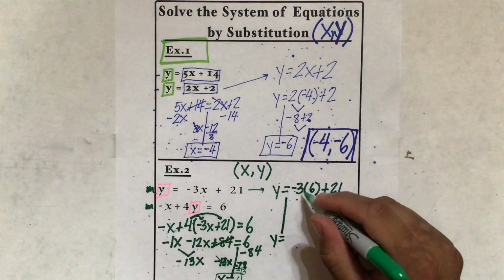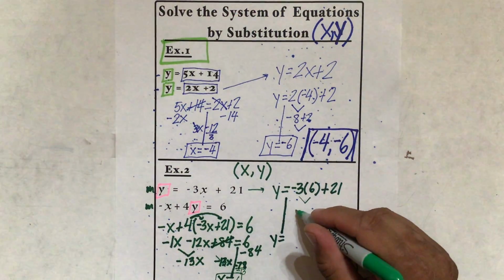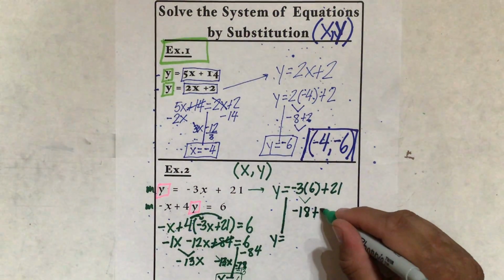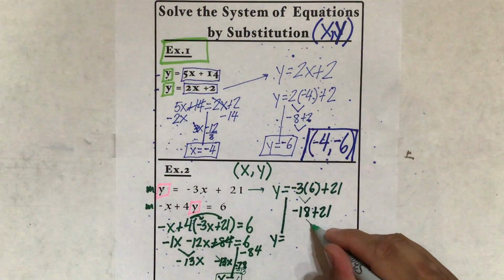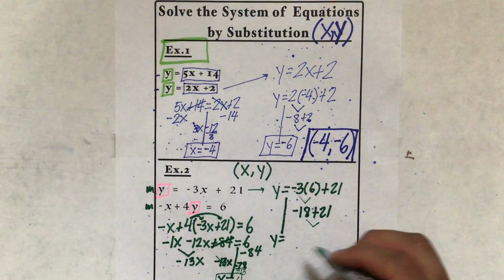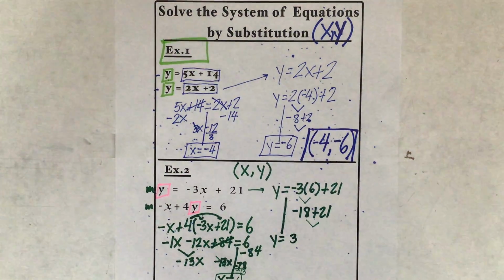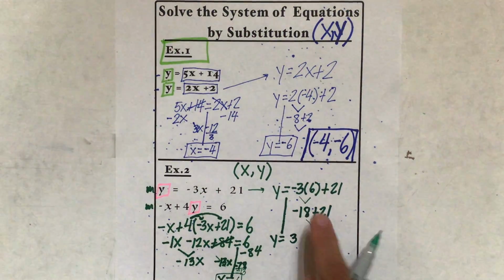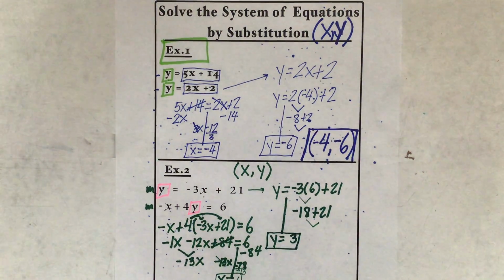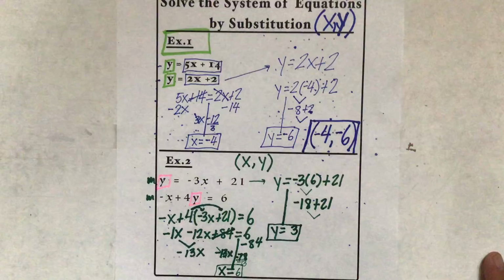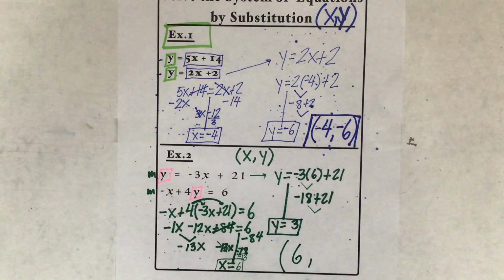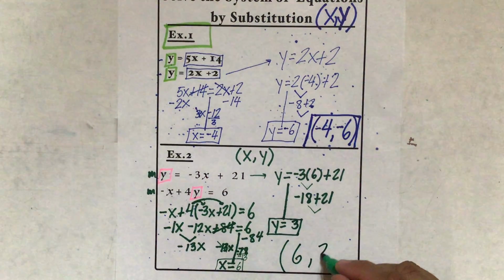Perfect. So I see that negative 3 times 6 is negative 18. So I write negative 18 and bring down my plus 21. These two are different signs, so I subtract: 21 minus 18 is 3. And my 21 is bigger than 18, and 21 is positive, so that's a positive as well. So I have y is equal to 3. So I have my x, and I have my y. My solution is x, 6, comma, y, 3.